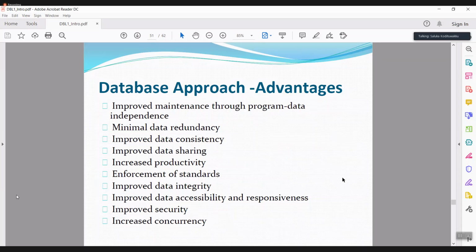And then enforcement of standards comes along with this structuring of data. We use metadata to store data in databases, and there is always a standard for defining and structuring things, and then accessing, manipulating, and everything else is done according to a standard. And then data integrity is improved, and that is where we talk about integrity constraints.